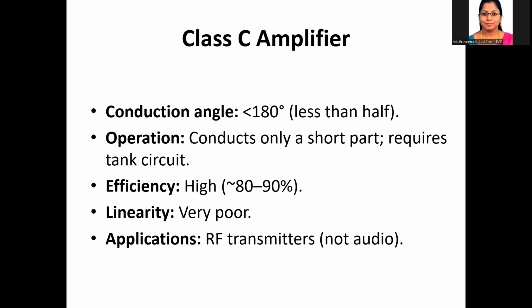The efficiency is very high, typically 80 to 90%. Linearity is very poor. In a Class A amplifier the linearity is excellent, but in a Class C amplifier it is very poor. Applications: it is used in RF transmitters, not in audio. The main advantage is very high efficiency and low power dissipation. It is very suitable for high frequency operation.